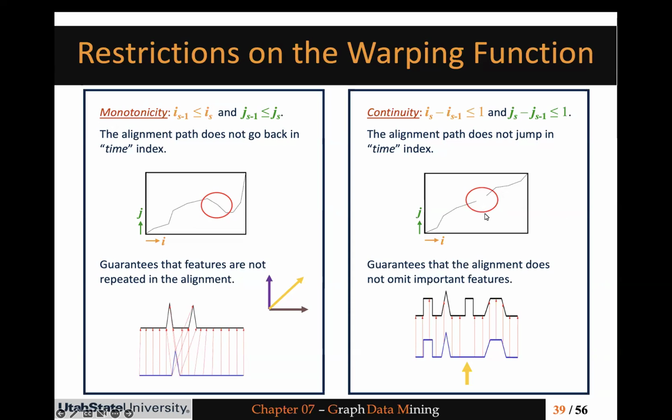The second one is an example of a violation of continuity. And this is kind of obvious where one of the points is missing alignments between the two time series. So here there is a gap in the path. So it's a non-continuous path, which simply means that this point from the blue time series and this point from the black time series have not been matched. So in this case, the alignments are omitting some important features and some points have not been aligned properly.